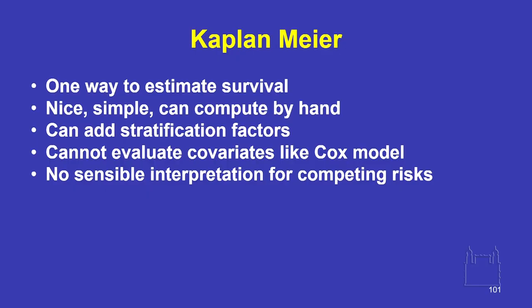What do you need to know about Kaplan-Meier in one slide? It is a nice way to estimate survival. It is simple. You can compute it by hand. I will not make you do it, but you can compute it by hand. You can add stratification factors, but you cannot evaluate covariates like you can in the Cox model. And there is no sensible interpretation for competing risks.